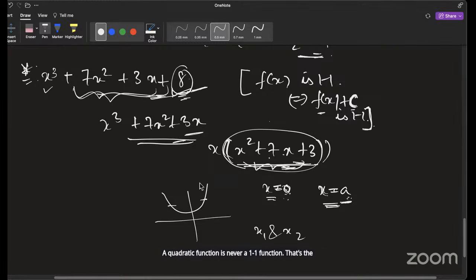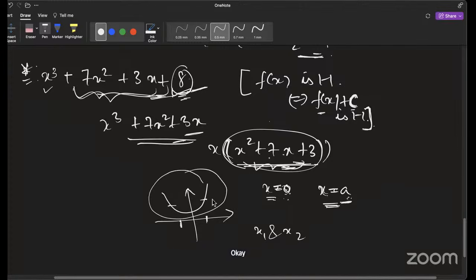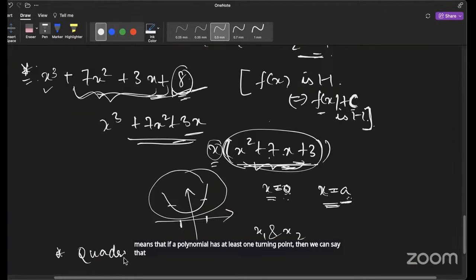That's the point. Even if it does not have real roots, a quadratic function always looks like this. It's in the parabola form. So you're always going to find 2 points where your value is going to be the same, even if it doesn't have a real root. Means if a quadratic polynomial has at least one turning point, then we can say that it is not 1-1.